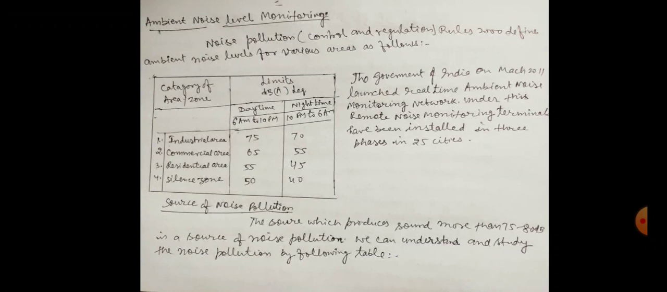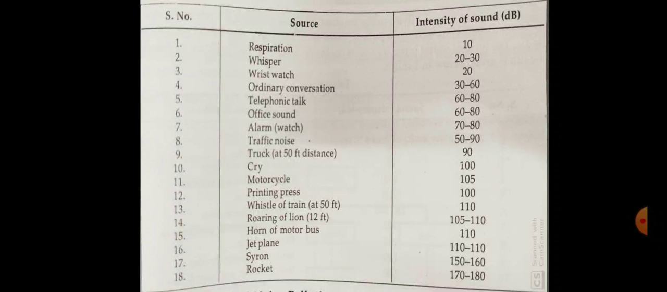Now we look at this table and see what the sources of noise pollution are and what the intensity of the sound is. In this index, the first column gives the source, and the intensity is given against the source, so we can see the different sources with the intensity of the sound.